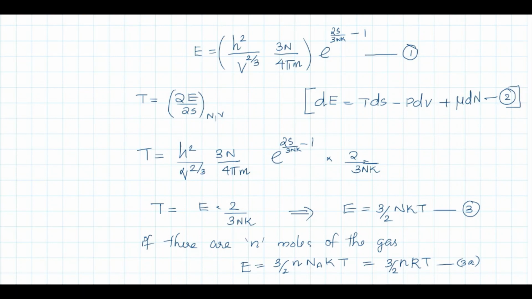So energy, I can write it as 3/2 NkT in terms of the Boltzmann constant, or I can write it as 3/2 nRT in terms of the universal gas constant. This is the internal energy of an ideal gas, and it depends only on the temperature. So this is one of the thermodynamic quantities we are looking for.